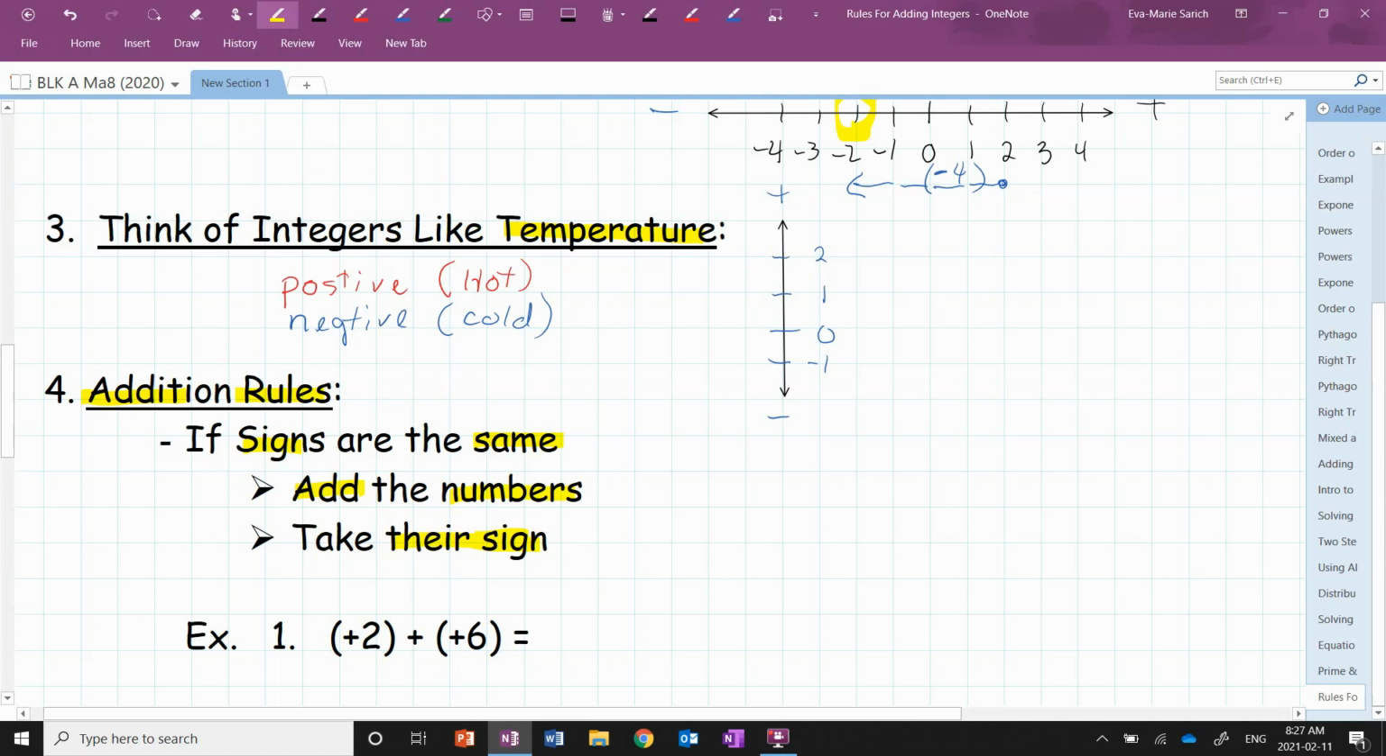Okay? Let's look at this example here. Here we have signs that are the same. So positive 2 represents hot 2 and positive 6 represents hot 6. So if we add hot to more hot, it's going to get hotter. So what do we do? We add the numbers. 6 plus 2 gives us 8. And we take their sign. It's going to be a hot answer or positive, right?